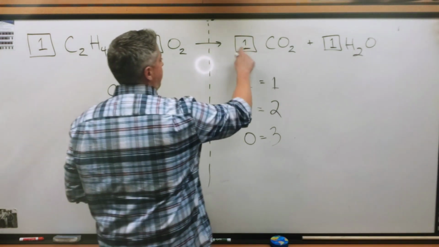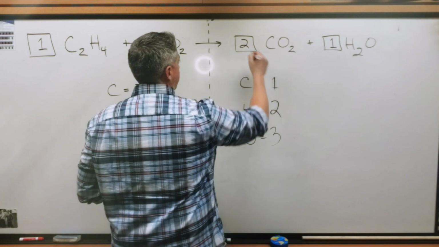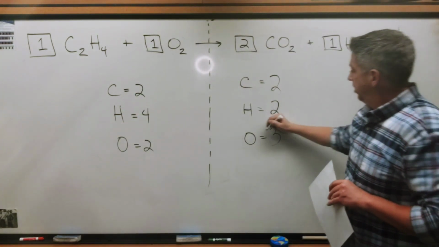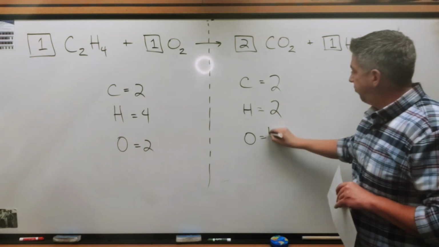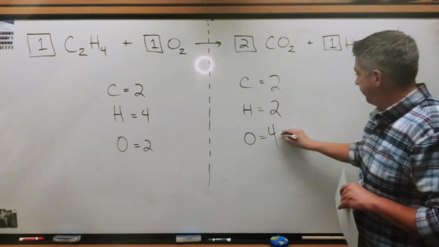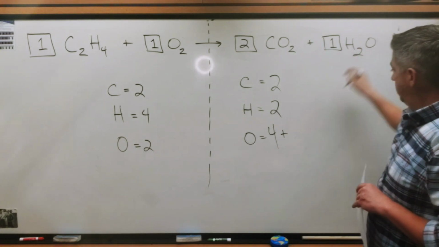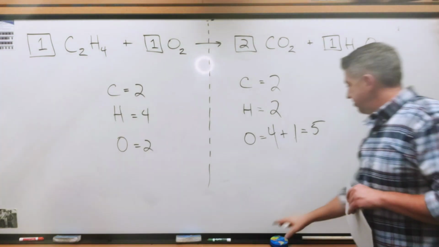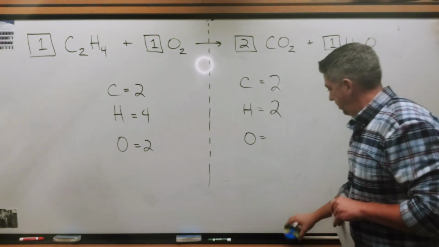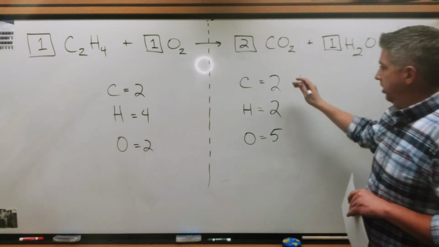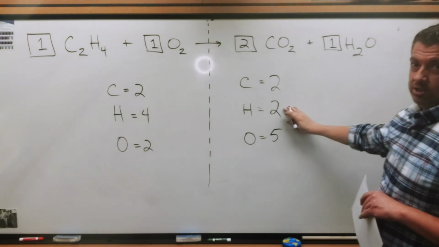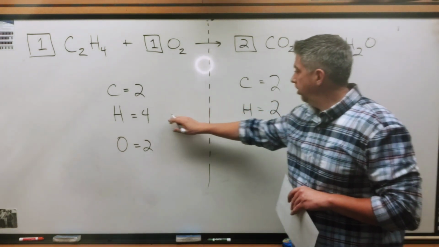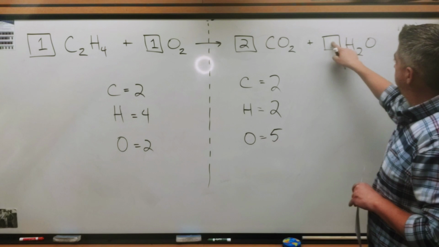If I put a 2 right here, now I have 2 carbon, but I also changed my oxygen. So 2 times 2 is 4, plus 1 times 1 is 1. So I end up getting 5 oxygen. So let me erase this. I'll put a 5 right here. Carbons match, hydrogens don't match. Let's change the hydrogen. Well, we need to go from 2 to 4. Let's double this number. Let's go from 1 to 2.